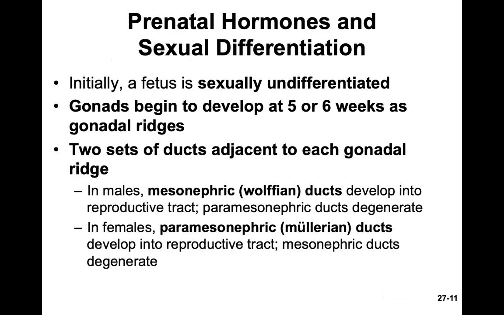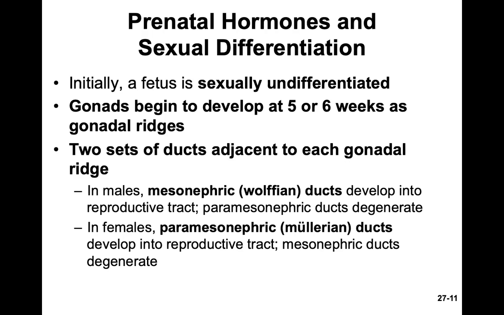Prenatal hormones and sexual differentiation. So when a zygote is fertilized, or an egg is fertilized and the zygote forms, the zygote cells start to divide, they are sexually undifferentiated. So at that point, they are neither male nor female. Well, genetically they are, but when you look at them, you cannot tell the difference until the gonads start to develop. And that doesn't start to develop until about 5 or 6 weeks of gestation.